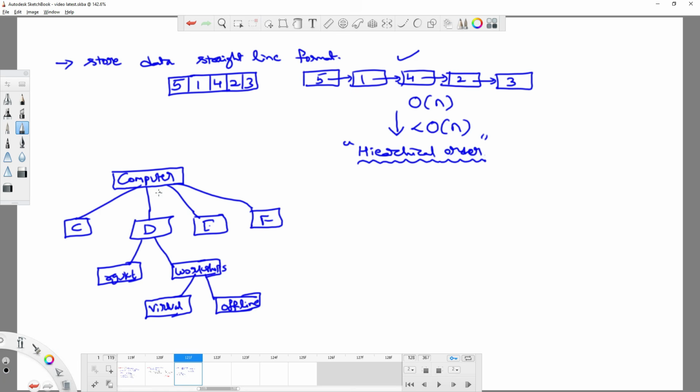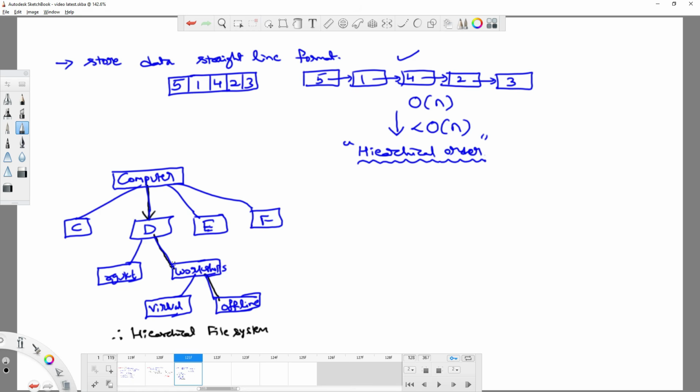If you observe, this is what we call a hierarchical file system representation. What is the meaning of file system representation? How you are going to segregate the files in the system. So we call it a hierarchical file system. If I want to move to a particular folder related to the offline workshops, do we need to visit the E drive and all those things? No. You can directly move from computer to D drive to workshops to offline.